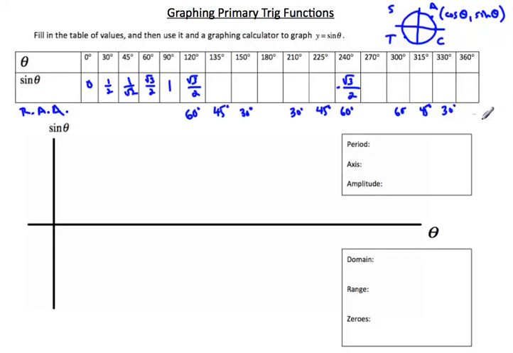Now that we've introduced this, pause the video now and fill in the rest of the sine ratios here, and then I'll give you the answers in a moment so that you can check.